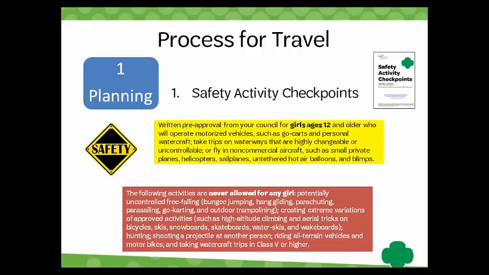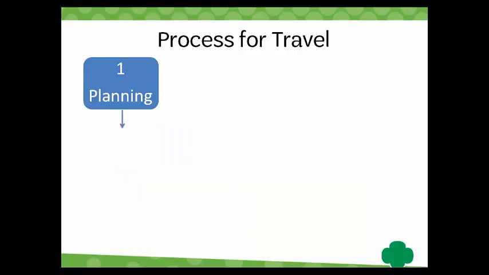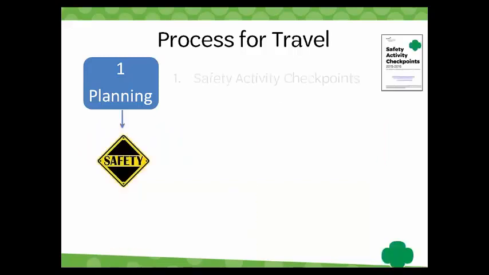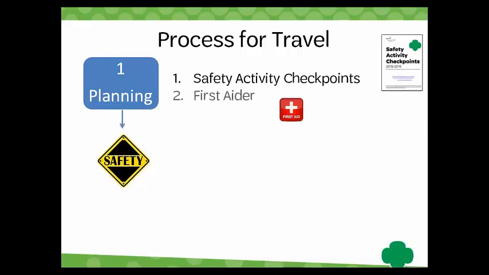All right, so when we're talking about safety, the first thing you want to check is safety. Make sure that we're following safety activity checkpoints. So I'm going to move along the list for safety. You want to also make sure you have a first aider, which we already talked about. You want to have at least one of those going on your trip. You want to make sure that you have a first aid kit at all of your troop meetings, and especially on your trip. And if you're taking multiple vehicles, it's a good idea to have one in each car as well.